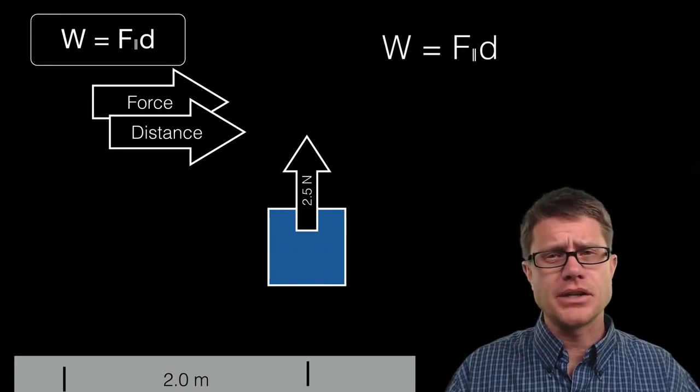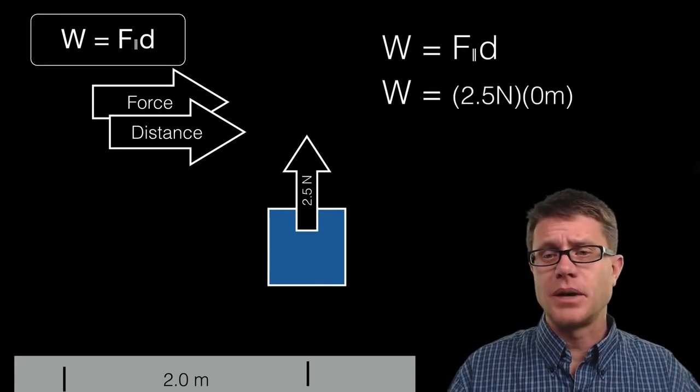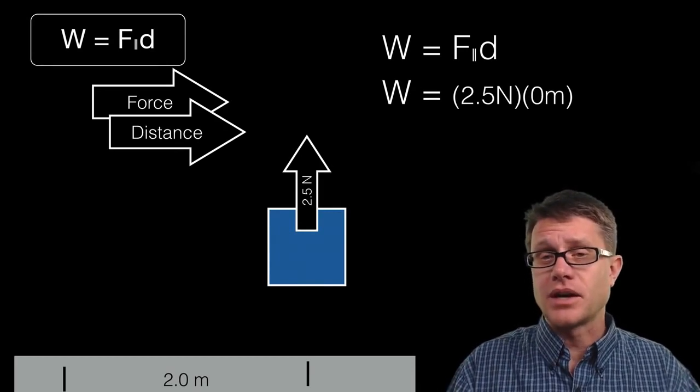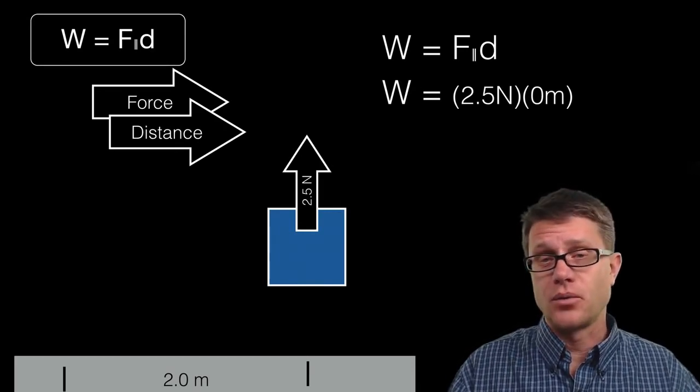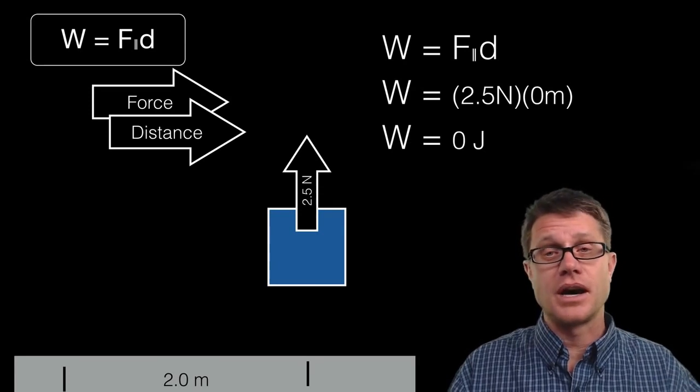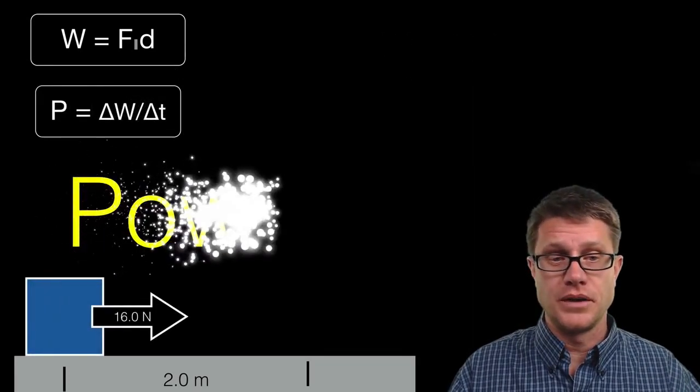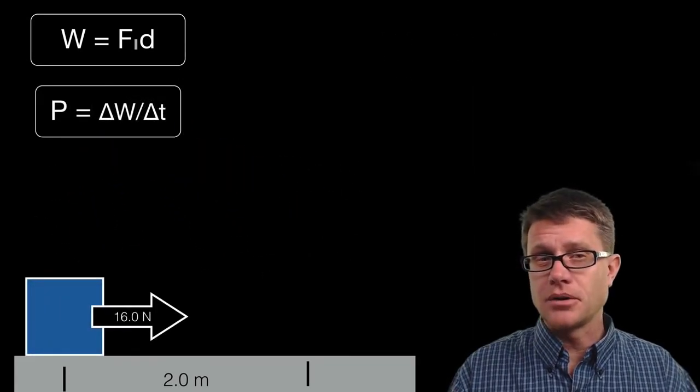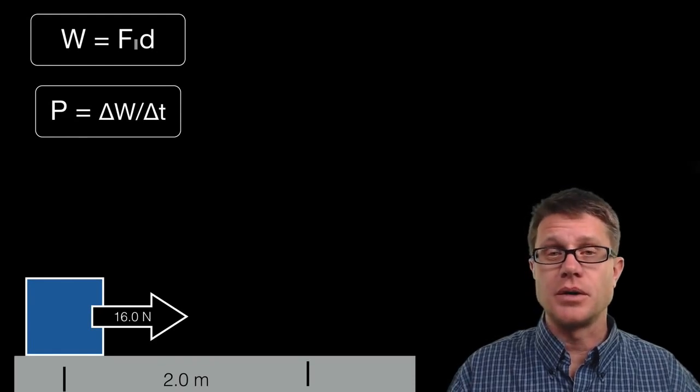Well, the force and the direction have to be in the same direction. And so my direction is not in the direction of the force, and so my work is going to be 0 because we're not applying that force in the direction that we're moving it. Now, what's power? Power is going to be the change in work over a given period of time.